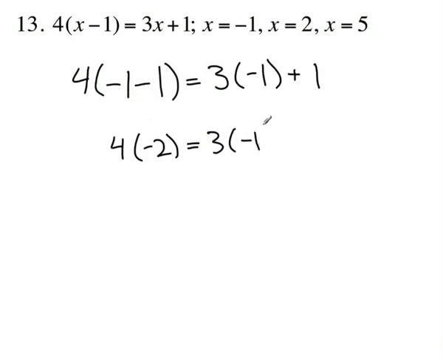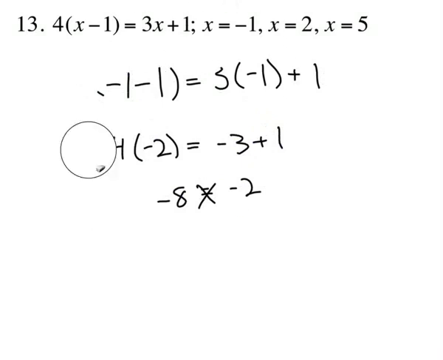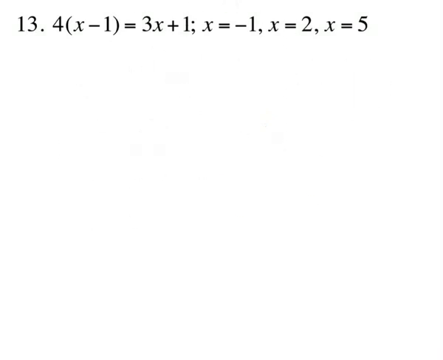And then actually, let's simplify that. So this becomes -3 plus 1. So this side over here becomes -8, and this side becomes -2. So we know that doesn't work because -8 will never equal -2. So that does not work. So let's try the next one.